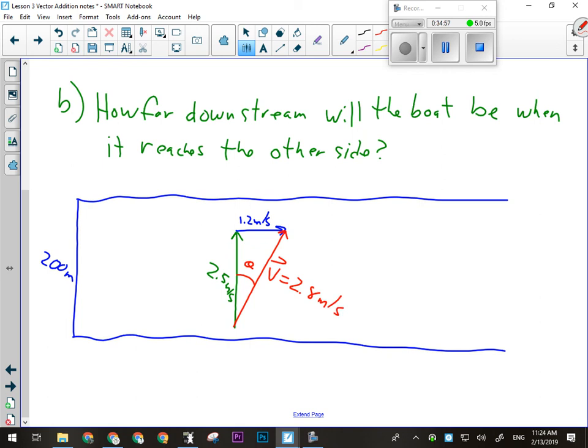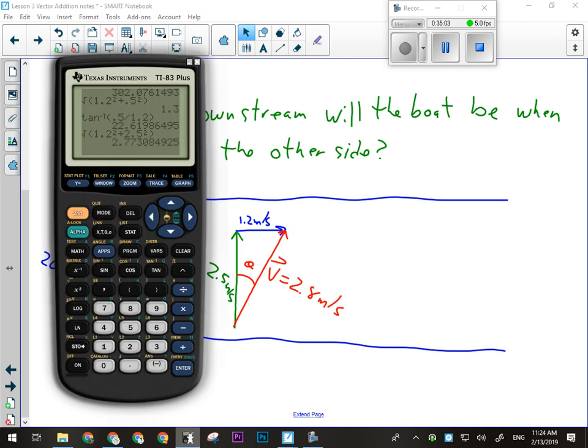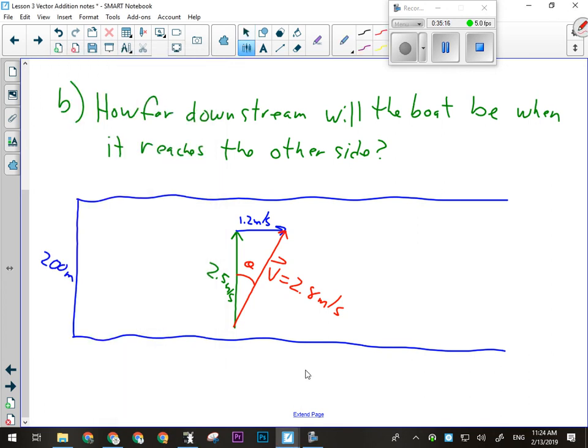That's the magnitude. To find the direction, I'm going to use tan, opposite over adjacent. So that'll be inverse tan of 1.2 divided by 2.5. I'm getting that the angle is going to be 26 degrees. So I would just write on here, 26 degrees east of north. That's my resultant velocity.